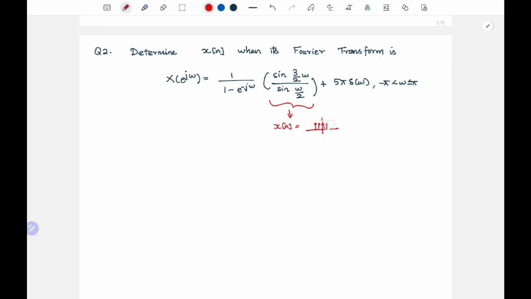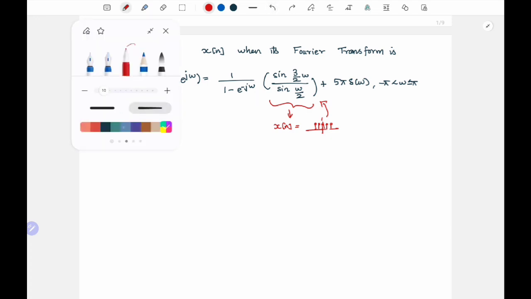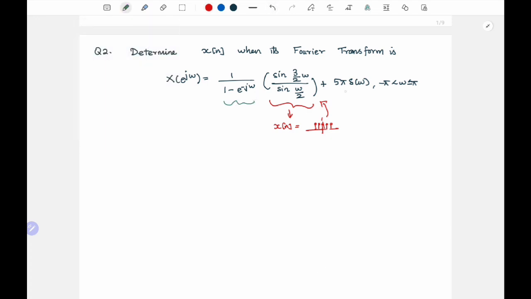Like this. So this will give you this kind of X(e^{jω}). And also, the second part is you have to notice this. Let me use a different color. So this is nothing but the accumulation property. So first we'll try to find the x[n] corresponding to this X(e^{jω}).